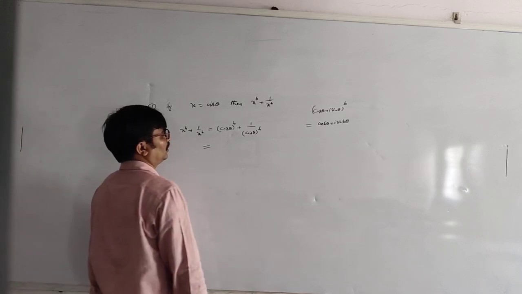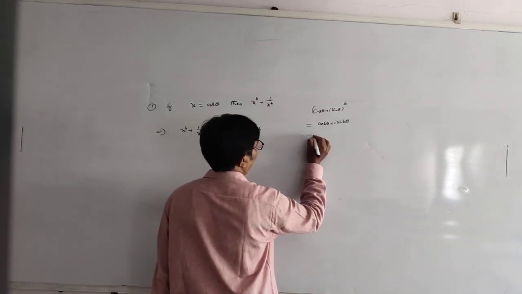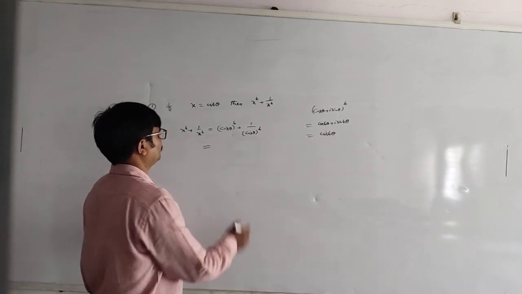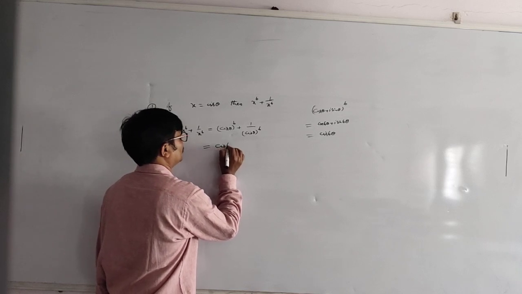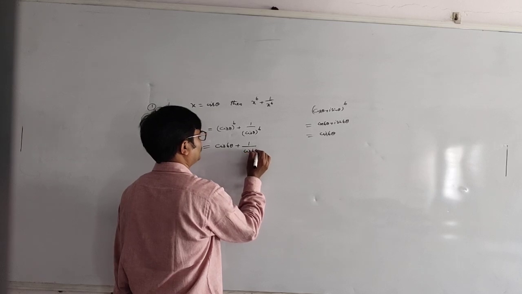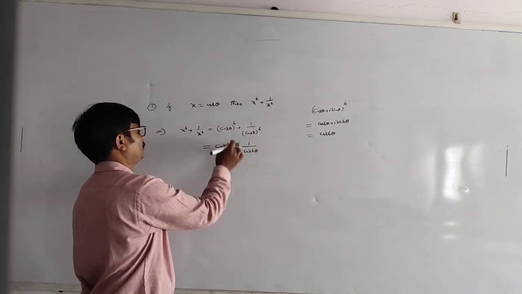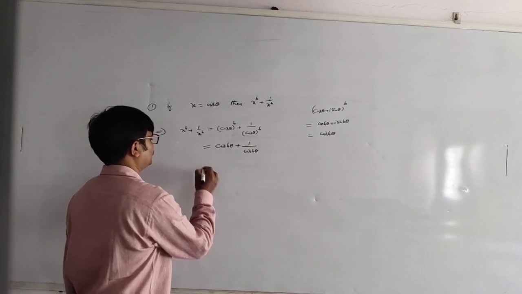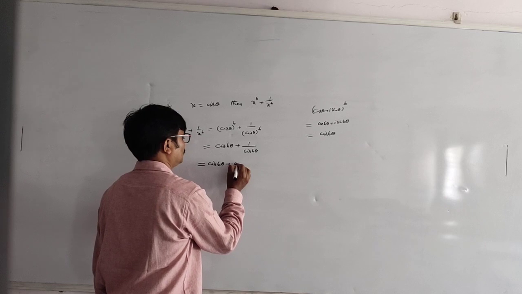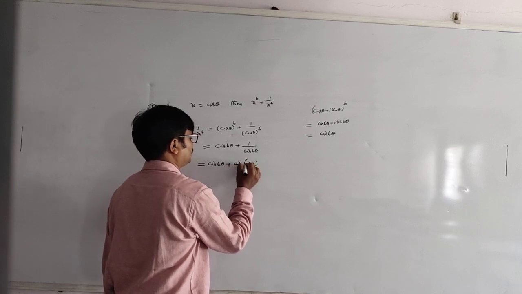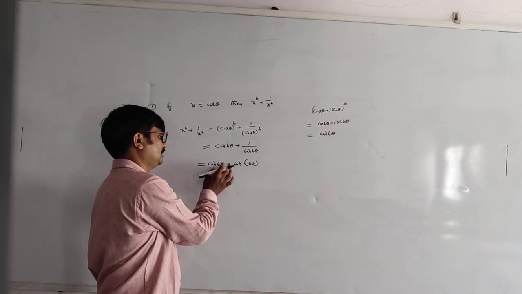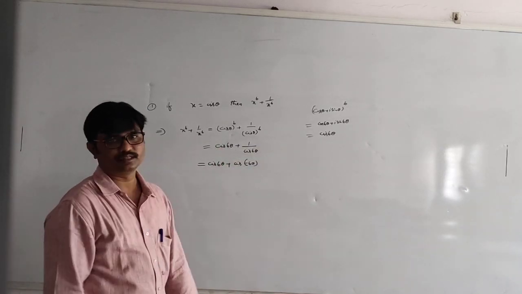Therefore, students, how can you write this? This is nothing but cis of 6 theta. So, my dear students, we can write this as cis 6 theta plus 1 by cis of 6 theta. After that students, cis of 6 theta, cis of minus 6 theta. How can you write it, students? This is cis 6 theta, cis of minus 6 theta.